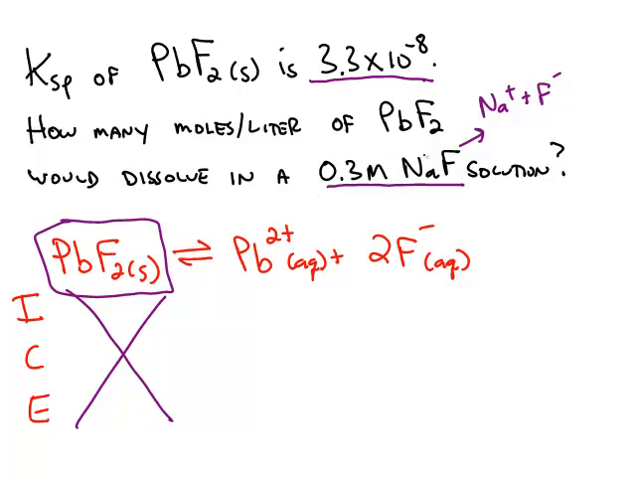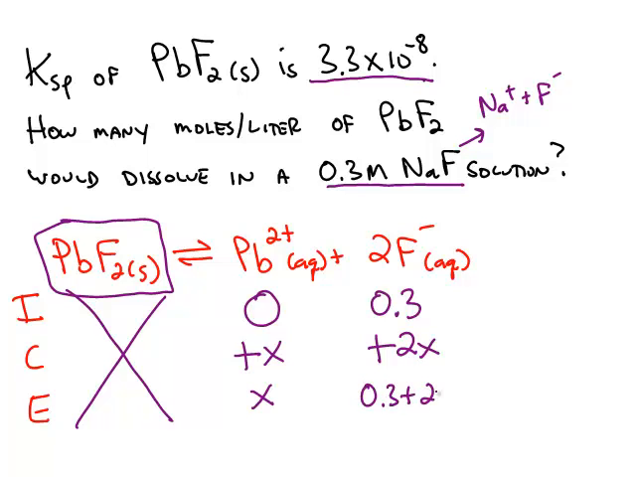The initial solution is 0.3 molar sodium fluoride. There's no lead cation from that solution, but there is 0.3 moles per liter of fluoride. So this reaction has to go to the right because we see the 0 in the ICE chart. So the lead is going to increase, the fluoride increases. Lead increases by x and fluoride increases by 2x. So at equilibrium we get x and 0.3 plus 2x.